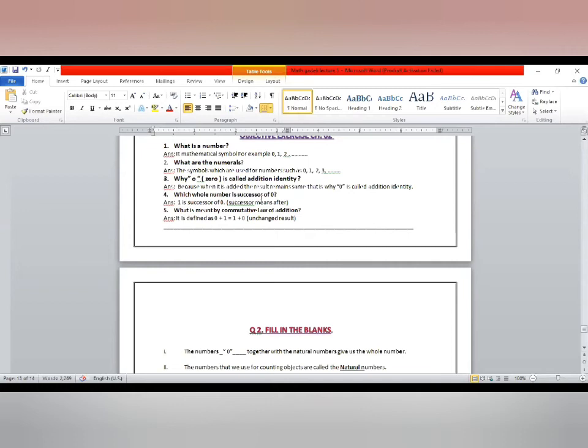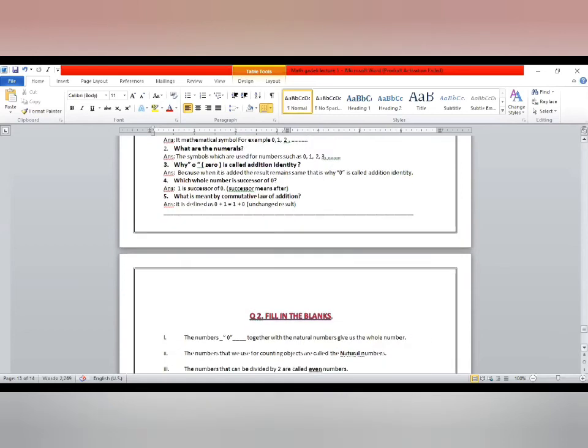Which whole number is the successor of 0? Dear student, in a very first lecture, number 4, I told you successor means after. After 0, what comes? Which whole number is the successor of 0? So 1 is the successor of 0. Successor means after. And 1 is also a whole number, 0 is also a whole number.